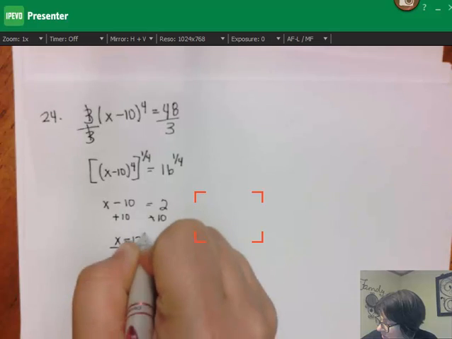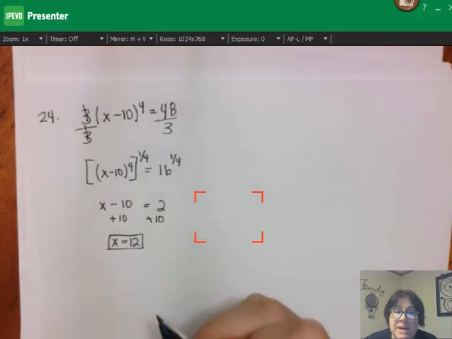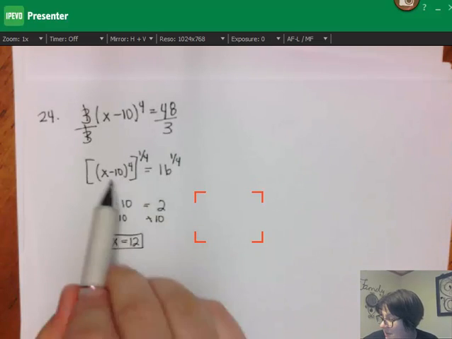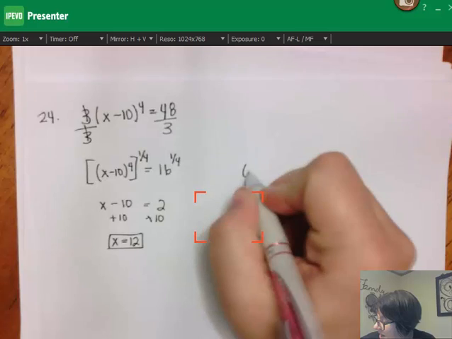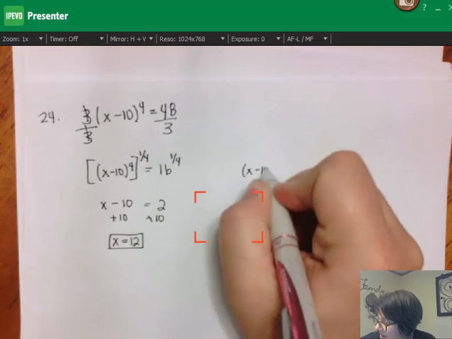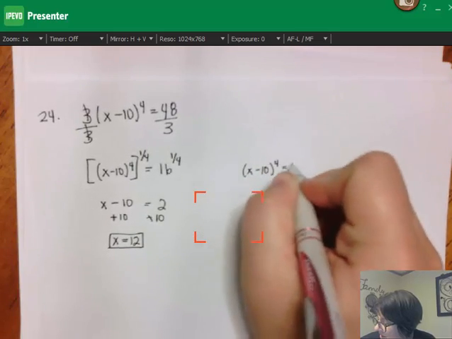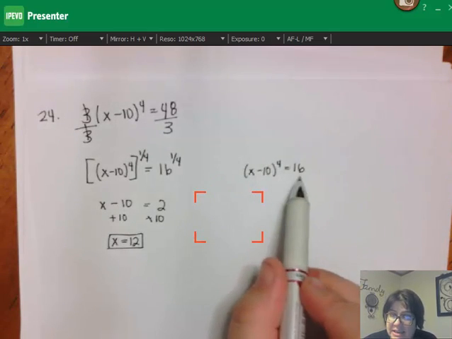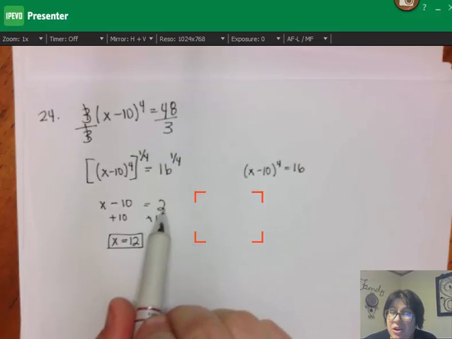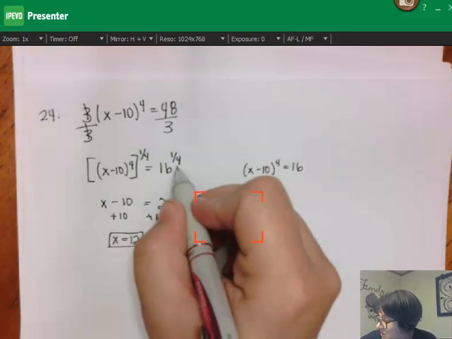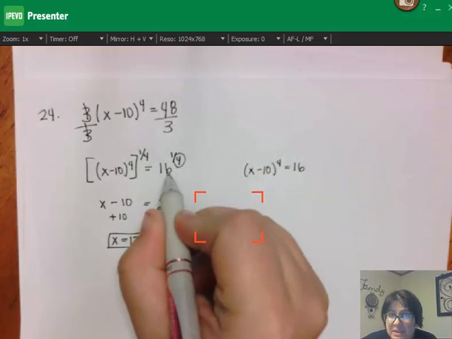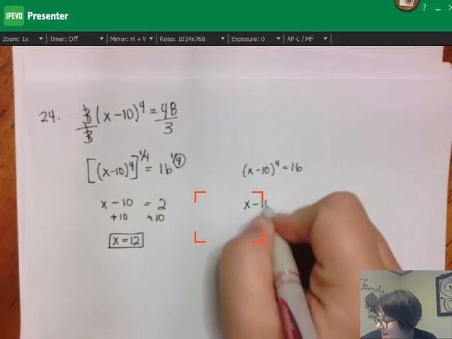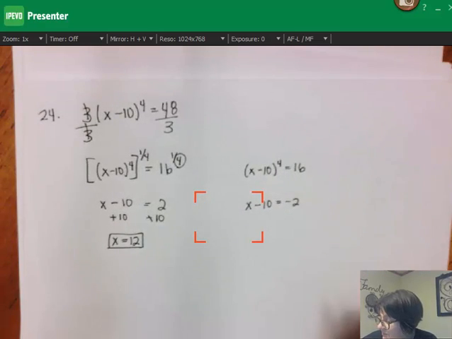Okay, so if you are my student, that will not give you full credit, because remember, when you have (x minus 10) to the 4th equals 16, the idea is that if you're going to take something to the 4th and get 16, we figured out that that number is 2, but it can also be negative 2. So what you don't want to forget is that when you take an even root of something, you could have plus or minus. So really you should have a second equation: x minus 10 equals negative 2.